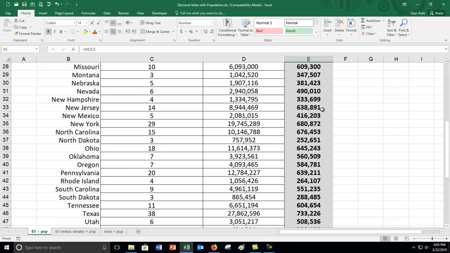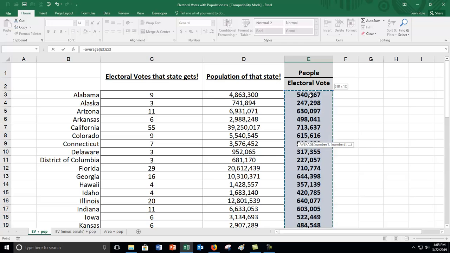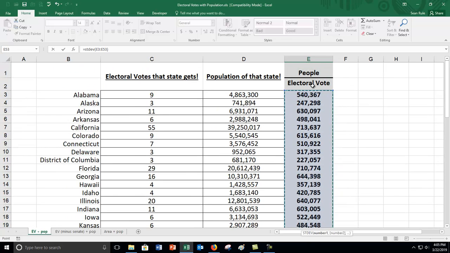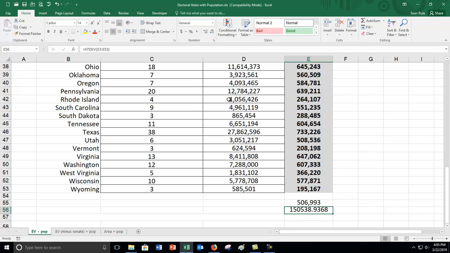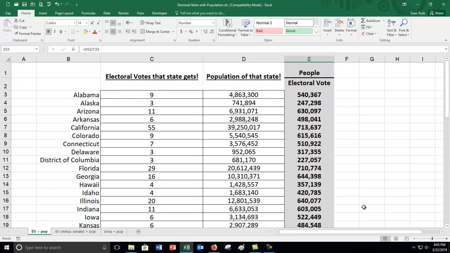What you start noticing is these numbers are not very uniform. If I average them, though I probably shouldn't because they're probably skewed, they average 500,000. And I'm going to do a fun measure called a standard deviation. The standard deviation is plus or minus 150,000. So there's a whole lot of deviation around these numbers. For example, in Wyoming there are fewer than 200,000 people per electoral vote, which means that compared to a very populous state like California, Wyoming's electoral vote is about four times as powerful.